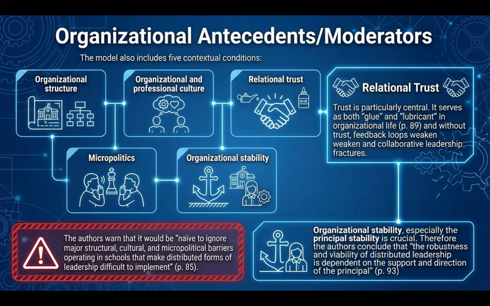We also want to understand that organizational stability, especially principal stability, is crucial. Therefore, the authors conclude that the viability of distributed leadership is dependent on the support and direction of the principal. But we should also be cautioned that it would be naive to ignore major structural, cultural, and micropolitical barriers operating in schools that make distributed forms of leadership difficult to implement.